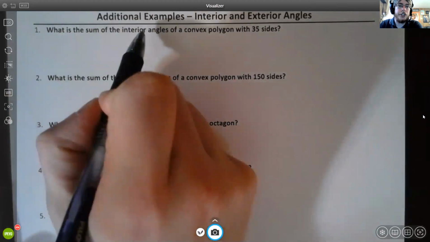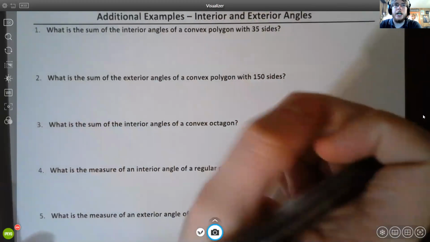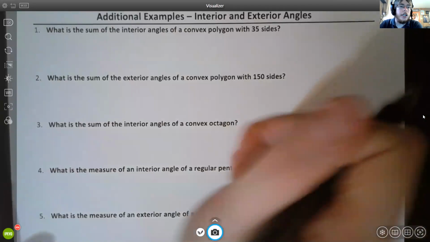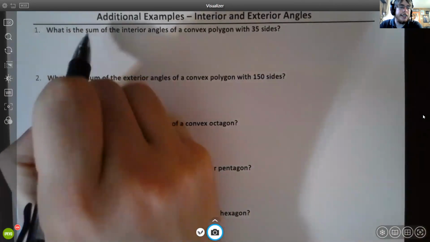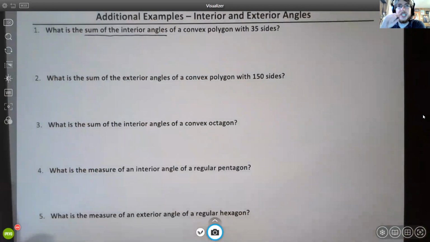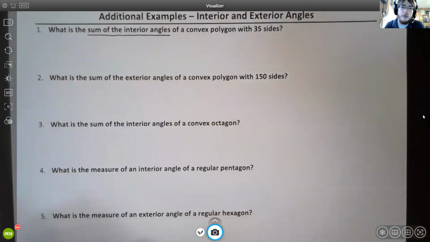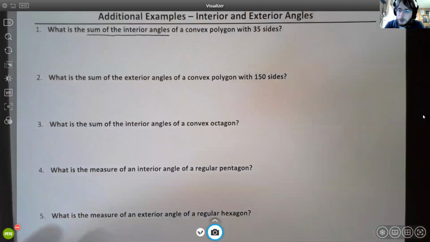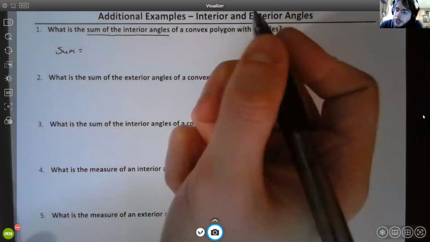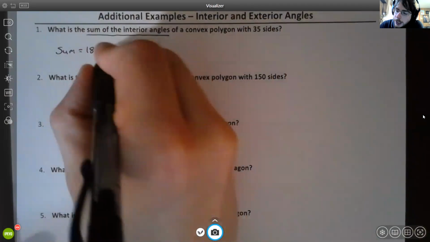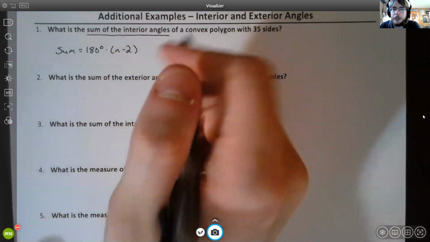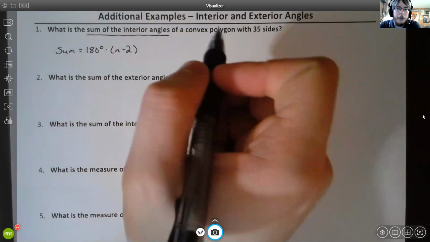What is the sum of the interior angles of a convex polygon with 35 sides? As always, we have to ask ourselves what we want to find in the problem. It says, what is the sum of the interior angles? In order to find that, we have to use the appropriate formula. If you remember from the notes, the sum of the interior angles is equal to 180 degrees times n minus 2. Or you could say n minus 2 times 180. Either way, it works.